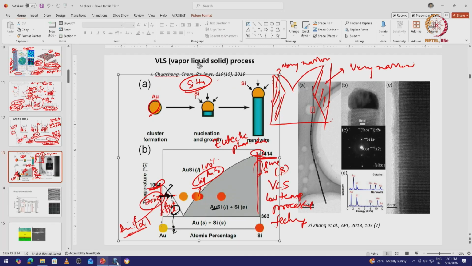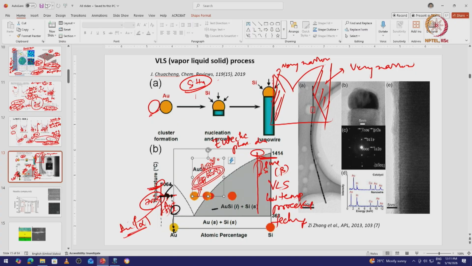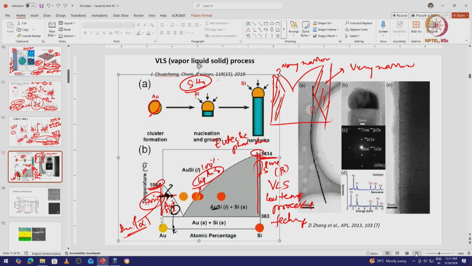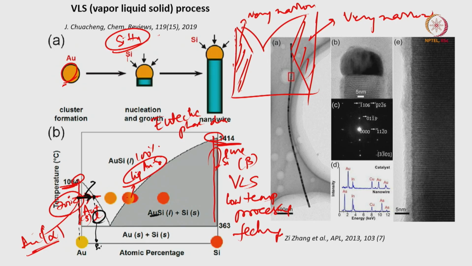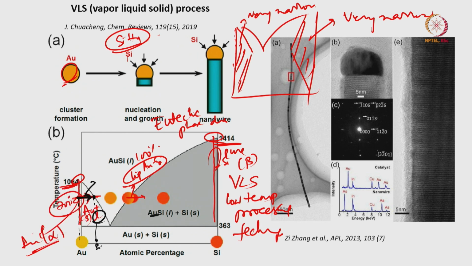So still I am proceeding in this direction. Let me change the color now, let us say this color. I am still proceeding in this direction. And now the phase coexistence is AuSi liquid plus silicon solid. This is what I want. So I am now going to precipitate out silicon solid.